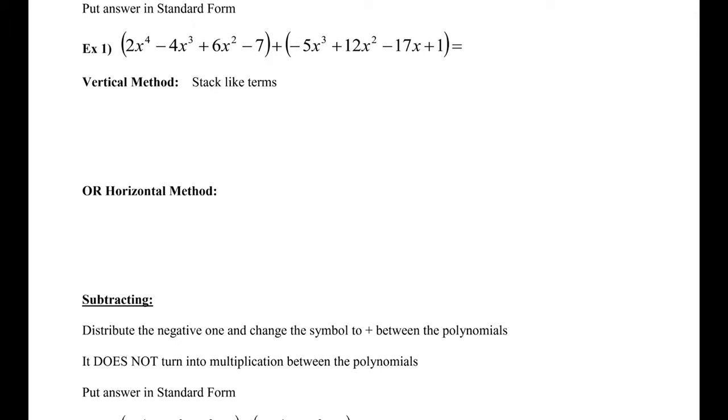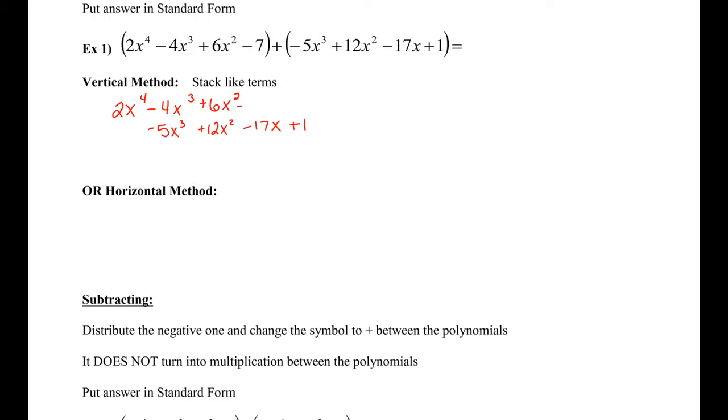So for the vertical method, it wants you to stack like terms. So I'm going to rewrite the first one. And when I rewrite the second polynomial, I'm going to line it up underneath the like term. So I'm going to put x cubed under x cubed, and the same thing for x squared, my x's and my constants.